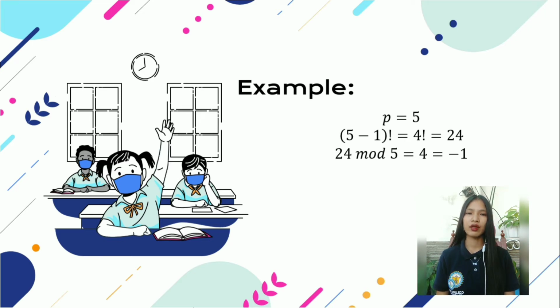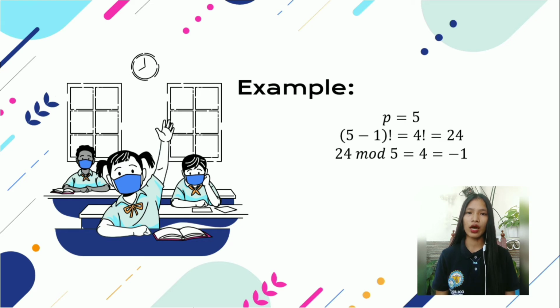So let's see if (p minus 1) factorial, in this case p is equal to 5, is congruent to negative 1 mod 5. So (p minus 1) factorial is equal to (5 minus 1) factorial, which is 4 factorial, which is equal to 24. Because 4 factorial is 4 times 3 times 2 times 1. 4 times 3 is equal to 12, 12 times 2 is equal to 24, and 24 times 1 is equal to 24. So (5 minus 1) factorial, which is 4 factorial, is equal to 24, and 24 mod 5 is equal to 4, and as you know, that is equal to negative 1 mod 5.